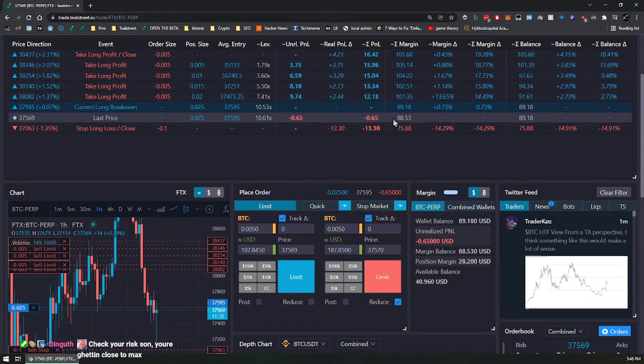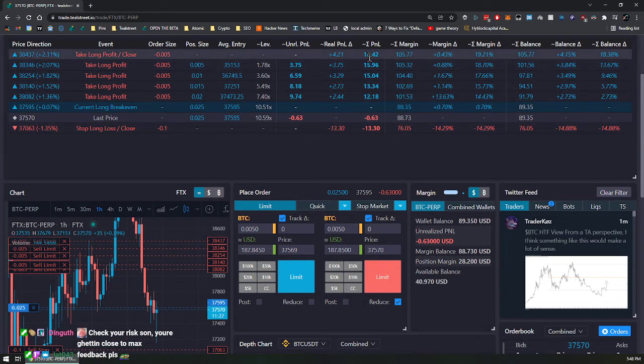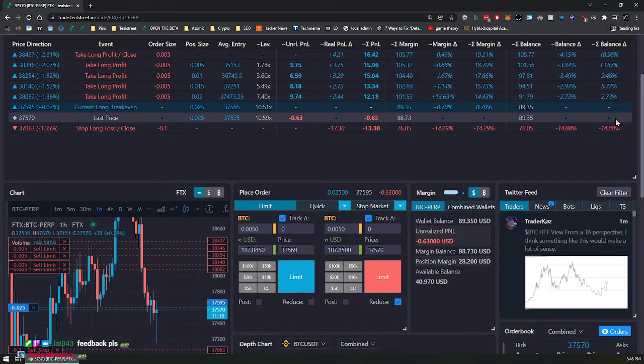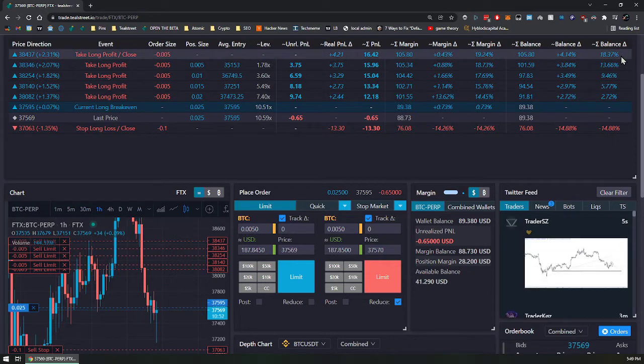So what would happen? It would go to my stop and I would lose $13.30, or it would go to my take profit all the way at the end and I would gain $16.42. So that kind of sucks, right? Because that's barely a 1R trade. I'm wanting to get a little more than 1 to risk 1. So it's barely, well, you can kind of see, I'm risking 14% of my balance to get 18% profit.